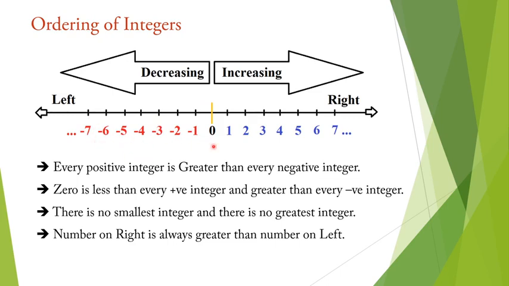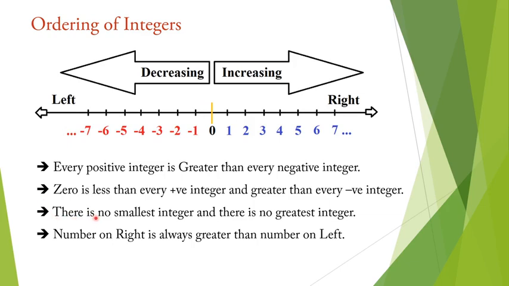So by this we can conclude a few points. Every positive integer is greater than every negative integer. Whatever the positive numbers we are having, all these positive numbers are greater than negative numbers. Now point number 2, 0 is less than every positive integer and greater than every negative integer. Meaning this 0 is less than each and every positive number, and 0 is greater than each and every negative number.